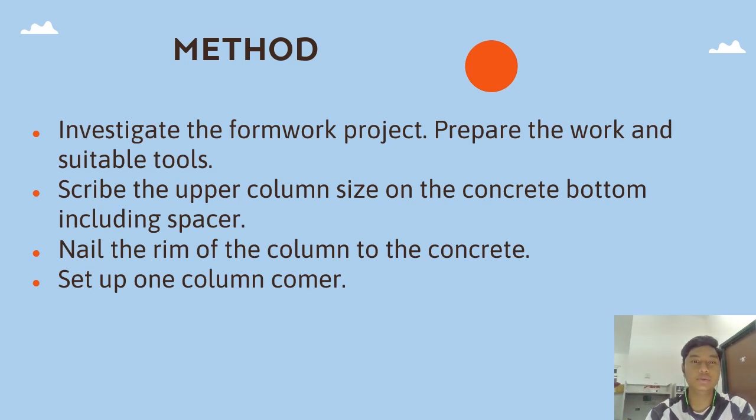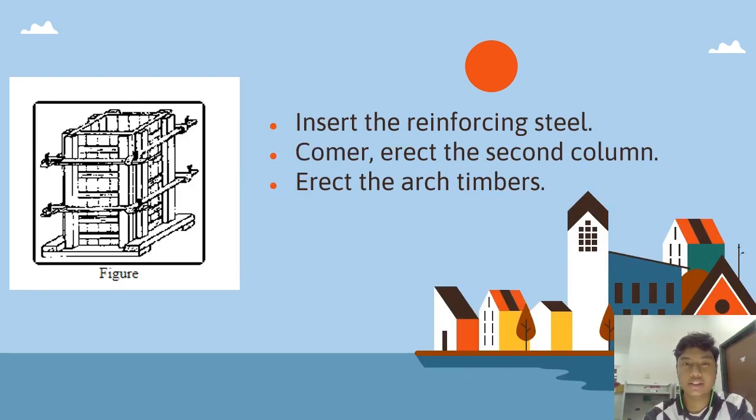First of all, we need to investigate the formwork project, and make sure the size and dimension are following the drawing. Script the upper column size on the concrete bottom, including the spacer. Nail the rim of the column to the concrete. After that, we can set up the column. After that, we can insert the reinforcement steel and then erect the arch timber. Make a correction if necessary.